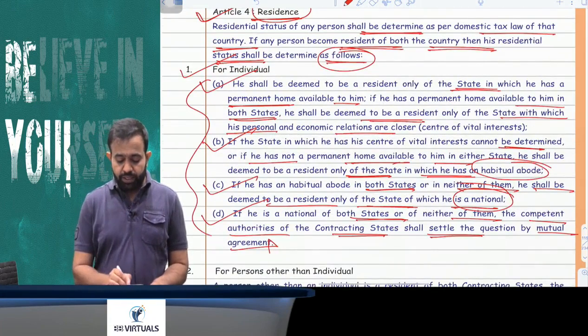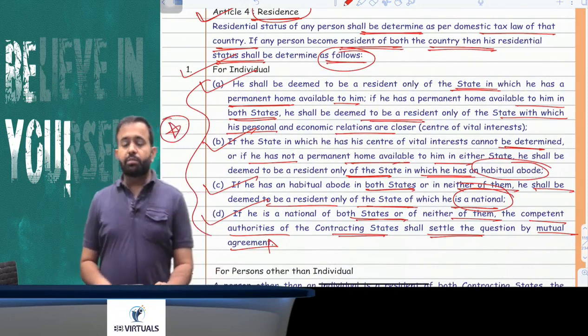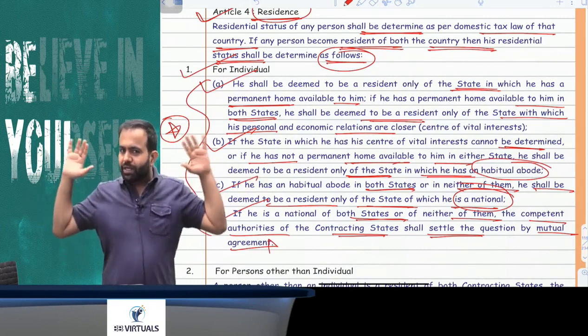So this part is very important. They may ask you a question in your examination. As per Article number 4, the OECD and UN models are both the same. No problem. In OECD and UN, both are the same.